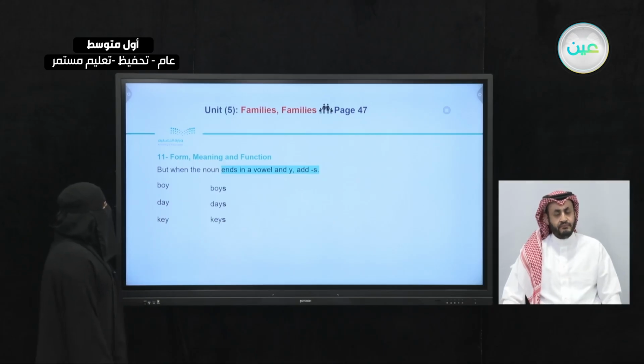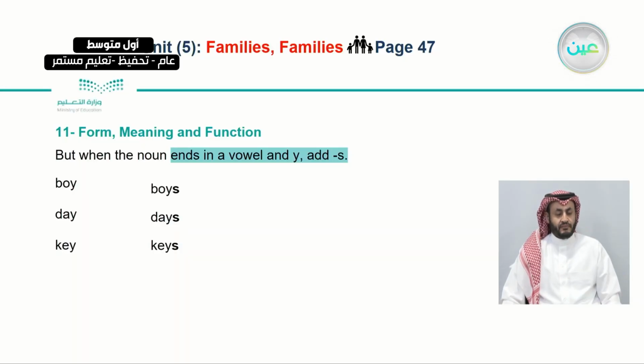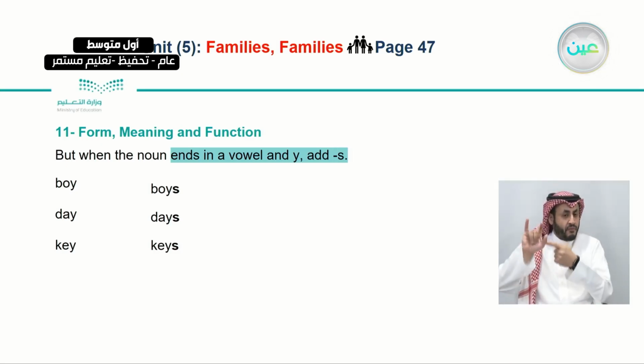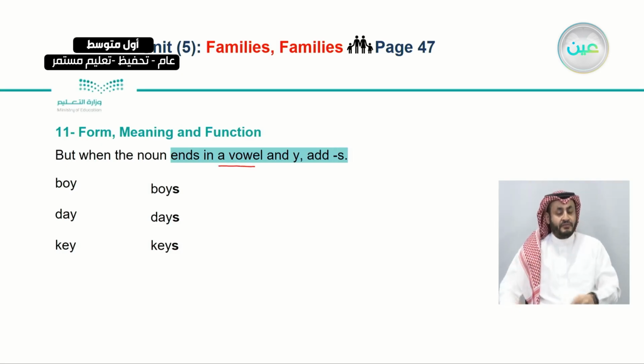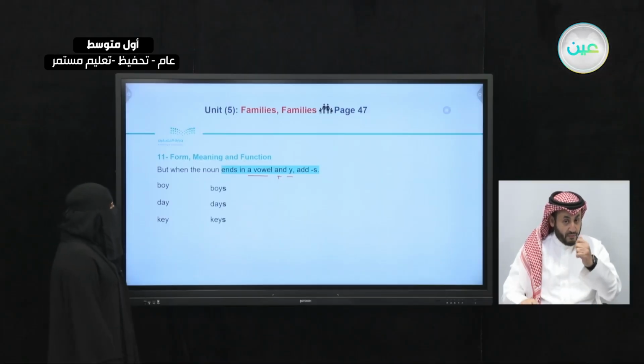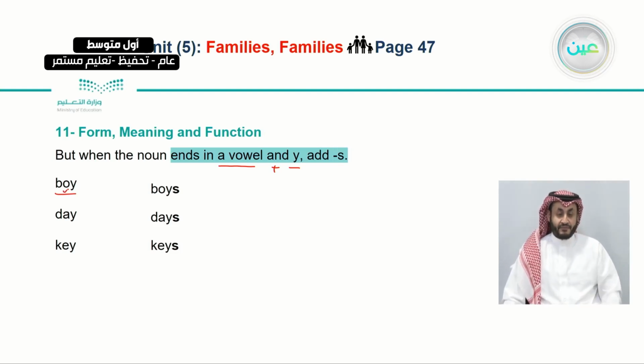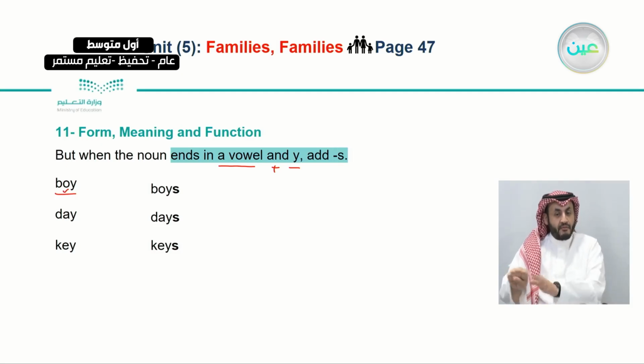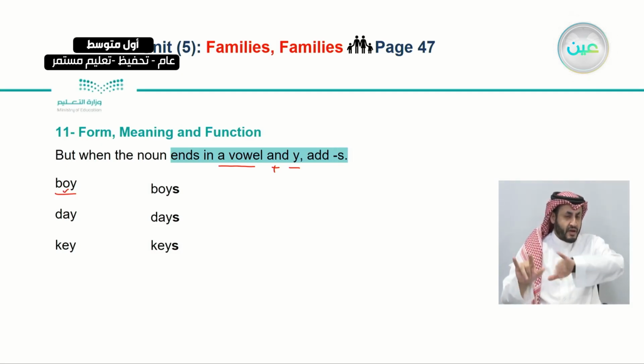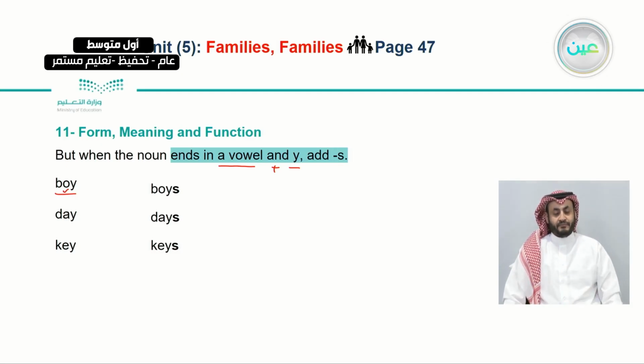Let's have a look at another section. But when the noun ends in a vowel and Y, we add S. Did you notice that? In the previous page, we talked about the consonant plus the Y. How about if it's a vowel? Let's look at those examples. Boy. What is the vowel? Good job. It's right here in the middle, followed by the Y. What should we do in this case? Simply, we add the S.